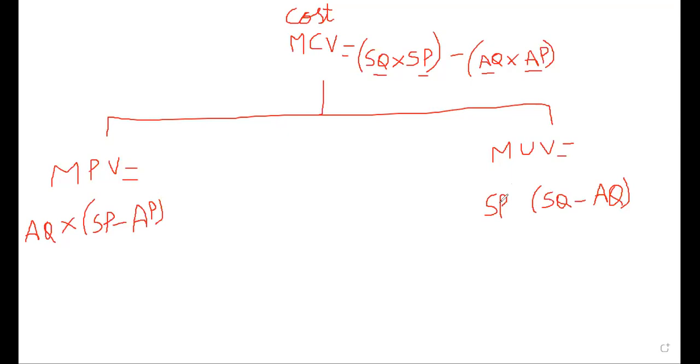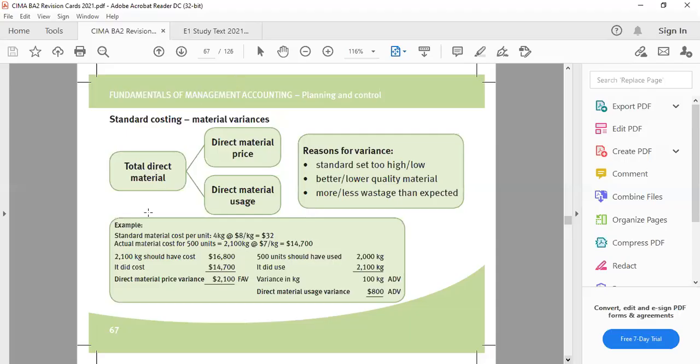So I said the same scenario applies to the labor also. Let's once visit the presentation and then come back again. So we see the material variances. The total material variance is the total cost variance. Is split into material price variance and material usage variance.